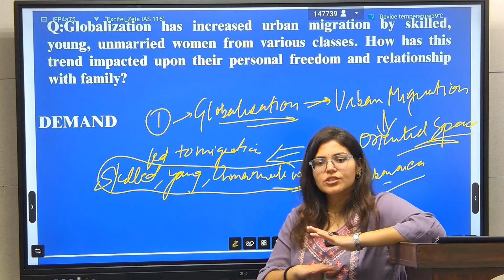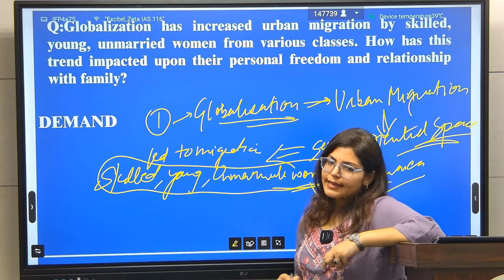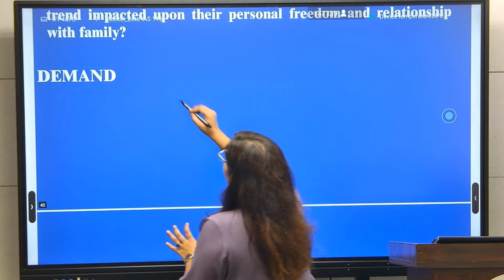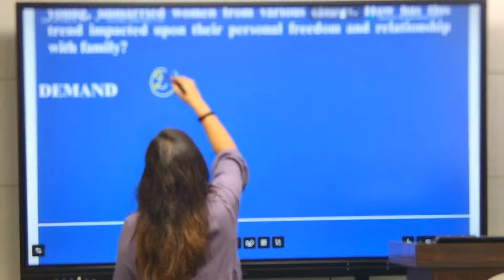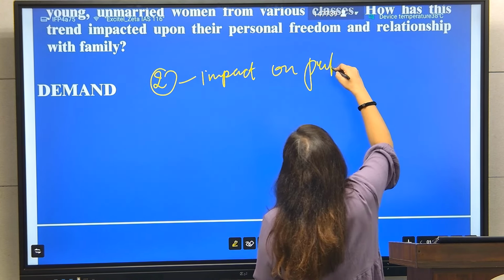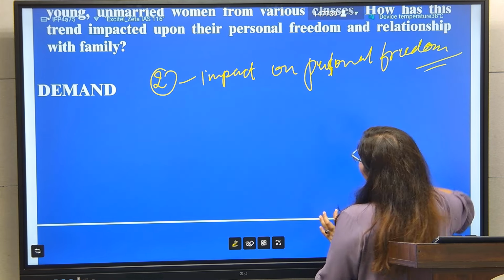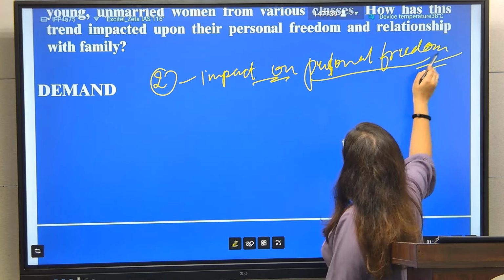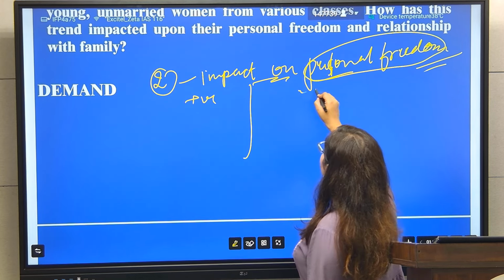So globalization set the stage for this urban migration of skilled, young and unmarried women. The second demand is how this urban migration of these women impacts personal freedom. That is, due to this urban migration of skilled unmarried women, how will this impact their personal freedom? So you have to write the positive impact and the negative impact also.